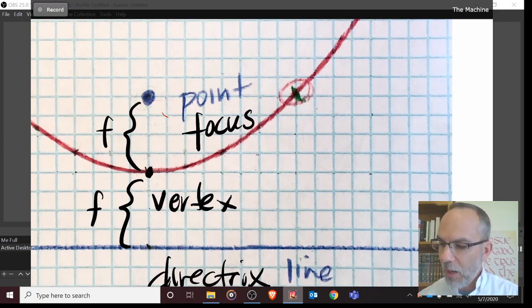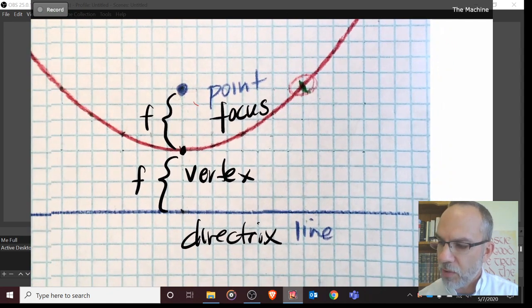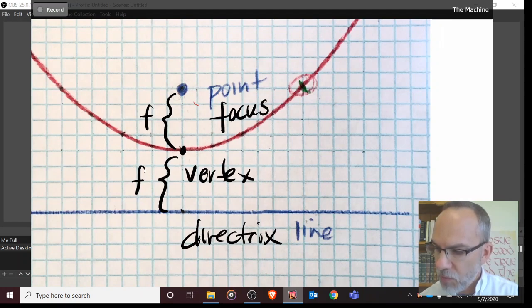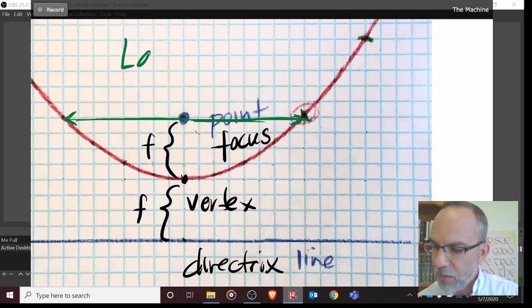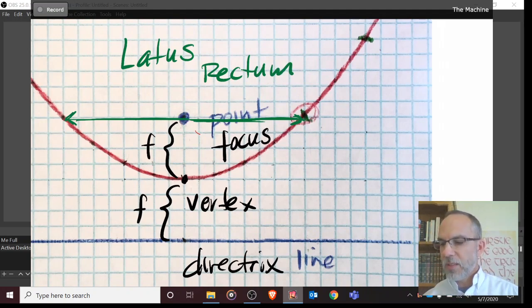But now I have a new line I want to talk about, and let's see if I can do that in green. I want to talk about the line that goes straight from the focus to the parabola on the left, and straight from the focus to the parabola on the right. Well, you can see that line there in green. This entire distance right here is called the latus rectum, which means straight to the side. It's got to be parallel to the directrix, and it's going to go through the focus straight to the sides.